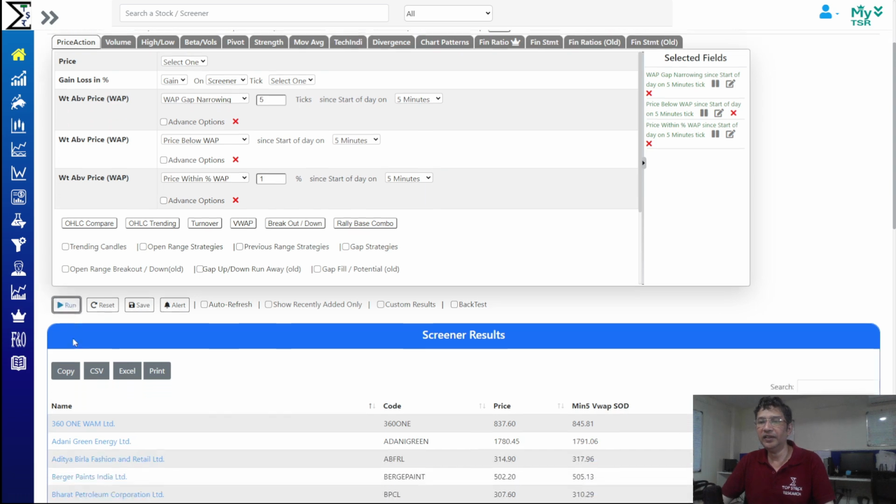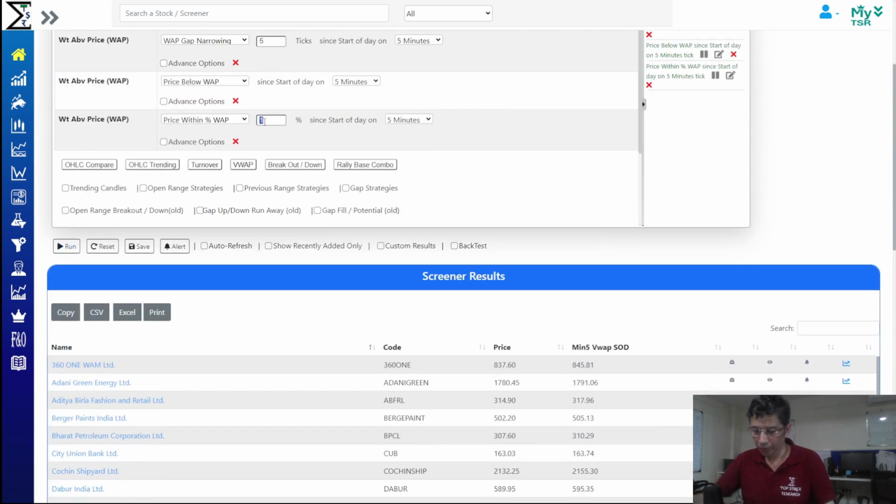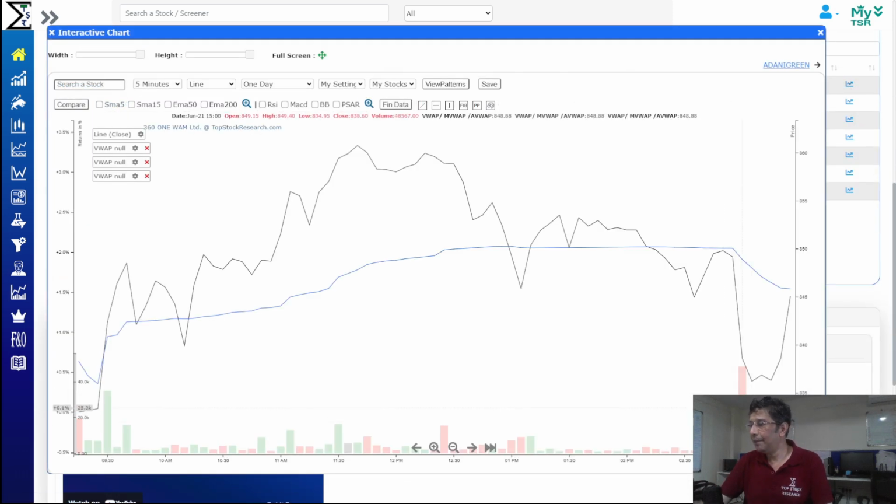So when you click on this, you'll find that there are a few stocks. 1% is a little too high, so let's put 8.5% and run, right? So you see a few stocks where the gap is narrowing between the two, and it's very close to it, and it's below, so it's likely to cross above, right?